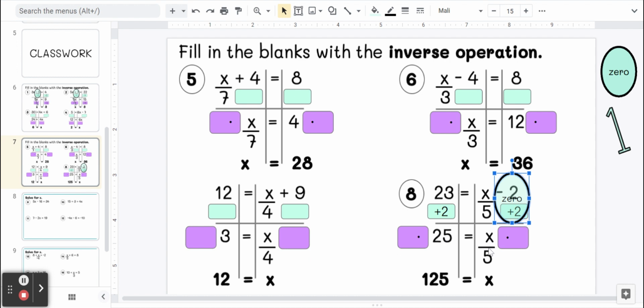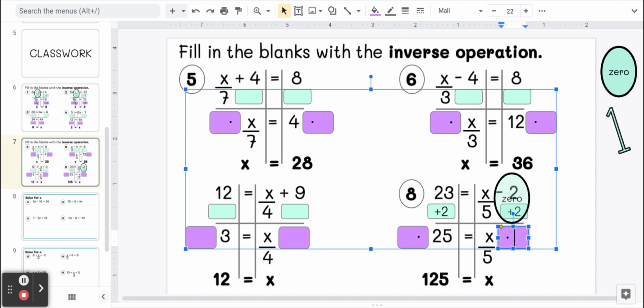Okay? Now, the opposite or inverse of division is to multiply. So we're going to multiply both sides by that 5. You always want to use the number that is with the variable. So multiply by 5 and multiply by 5 over here.